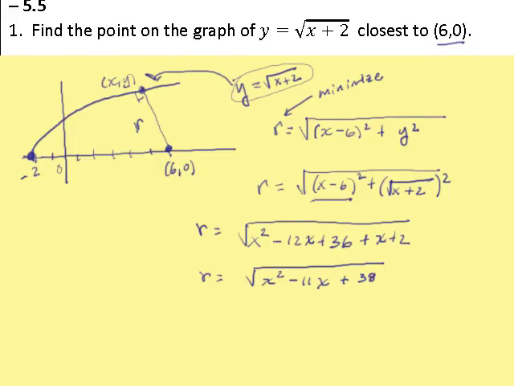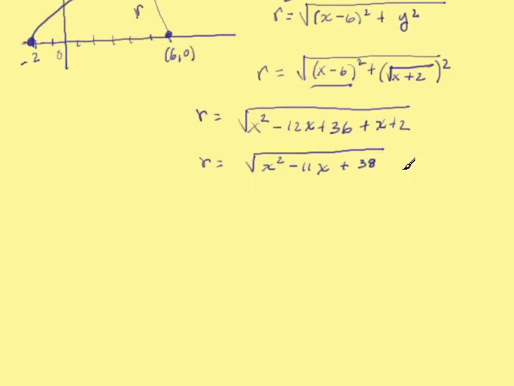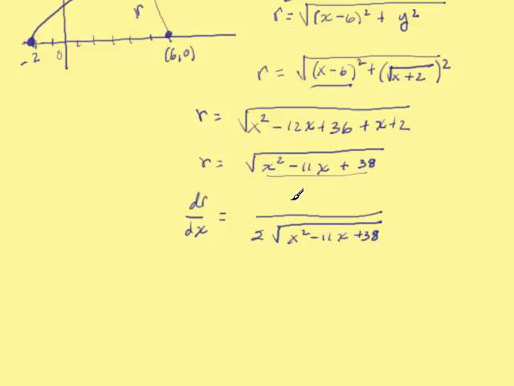All right, now we're ready to take the derivative of r with respect to x, the remaining variable. And then we'll set that equal to 0. So dr/dx is equal to 1 over 2 times the square root of x squared minus 11x plus 38. And we're going to do the chain rule now. Let's multiply by the derivative of the inside, and that would be 2x minus 11.